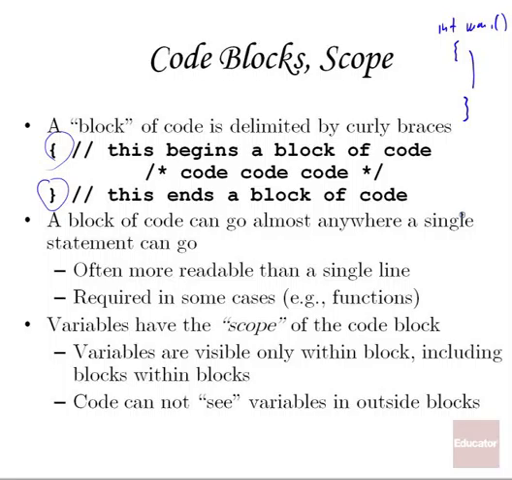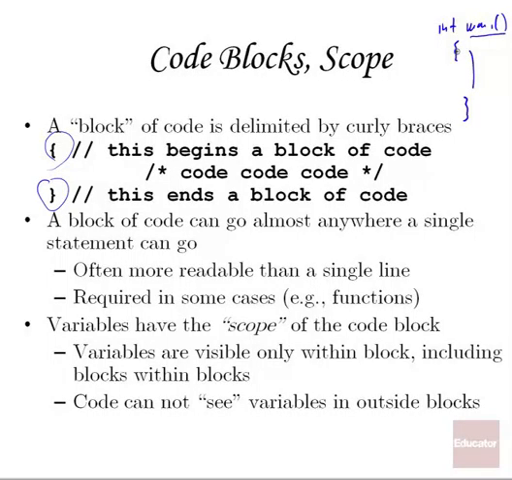Now, you can use a block of code almost anywhere and for any reason. Generally, you want to keep it as readable as you can. There are many cases where you might have a single line of code. It makes more sense to have a block of code there. And of course, for a function such as main, you are required syntactically to have a block of code.